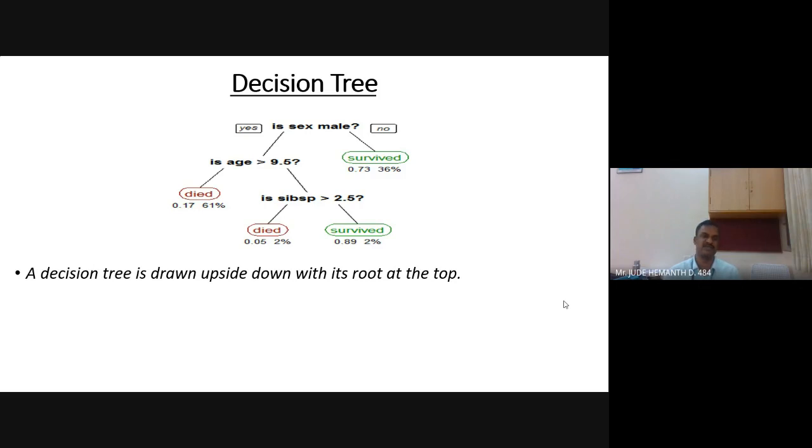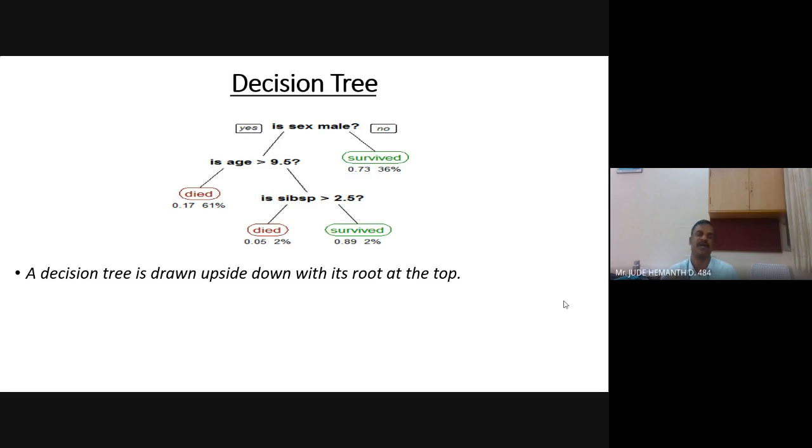Or in other words, normally the root will be in the bottom portion in a real-time situation. But when you go for decision tree-based machine learning, your root will be at the top. From that root, we are going to have many branches. A decision tree is drawn upside down with its root at the top. So what is the root here? Is he a male or a female?